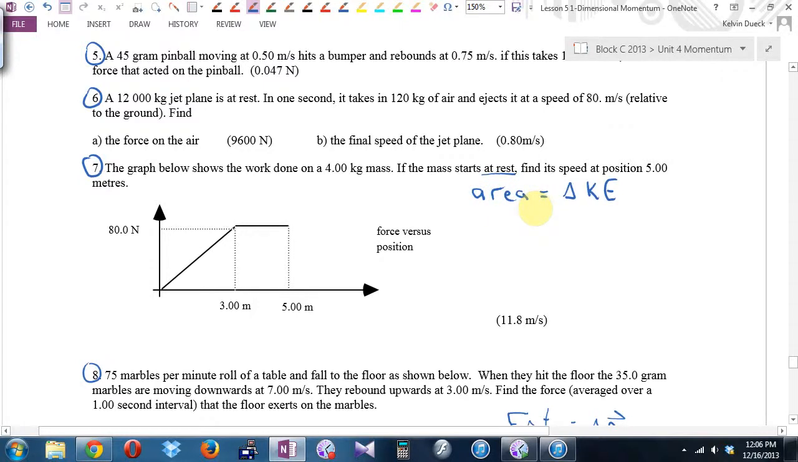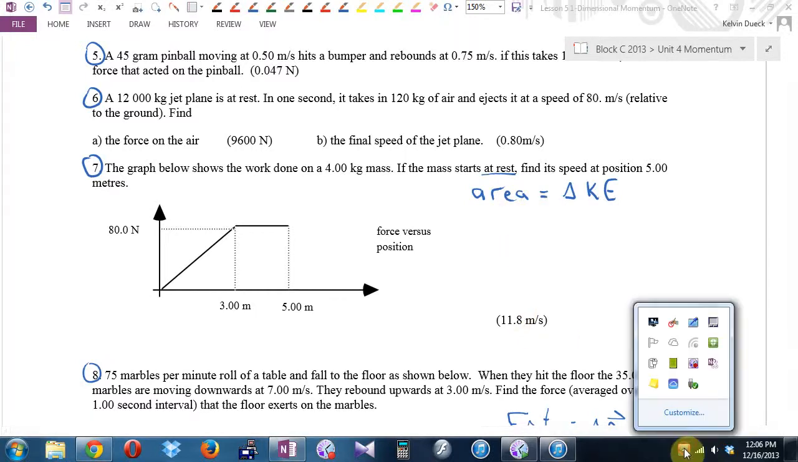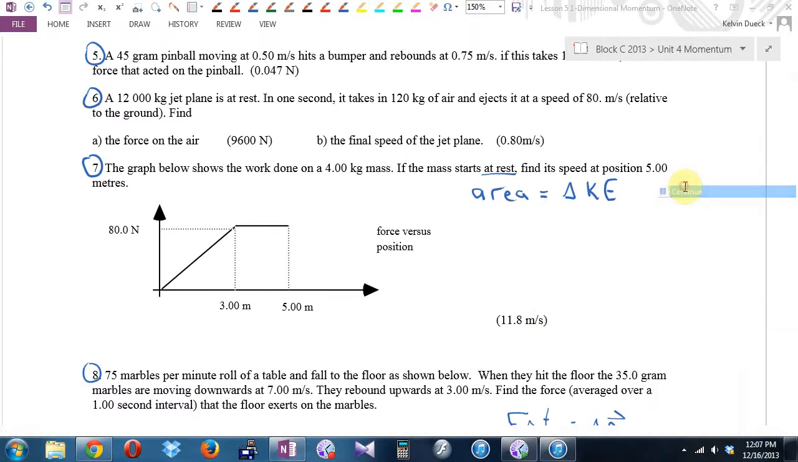Right? Because work could be force times distance, and it could be, howdy, give me 1 second, kind sir. Hang on, let me pause the recording. That's my also way of, okay, we're back.